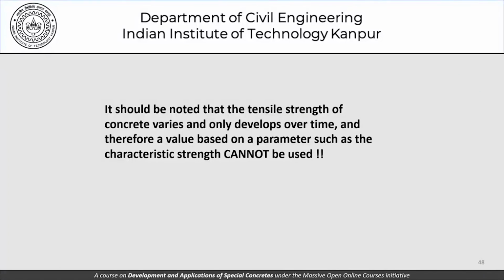It should be noted that the tensile strength of concrete varies and only develops over time, and therefore a value based on a parameter such as the characteristic strength of concrete cannot be used. I mentioned that before because this concept of characteristic strength is defined for the 28-day strength. Now we are not talking of the 28-day strength here at all. We are talking of strengths which are developing in the first week, 2 weeks, and that is where we need to concentrate, and that's why characteristic strength concepts or empirical relationships which relate the tensile strength to the characteristic strength of concrete will not be of much use.